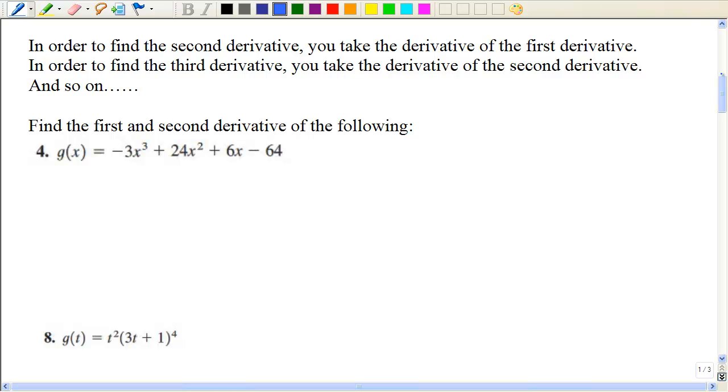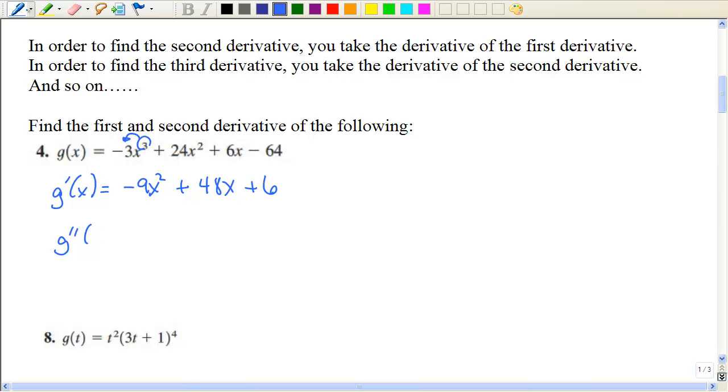So these are some problems out of your book in this section. So problem 4 asked us to find the first and second derivative. So I'm going to use that prime notation, and notice this is just a polynomial, so we can just use the power rule repeatedly. So I'm going to take my power, bring it down in front, multiply those together. Then the same thing. And then of course the derivative of a constant is 0. So that's the first derivative.